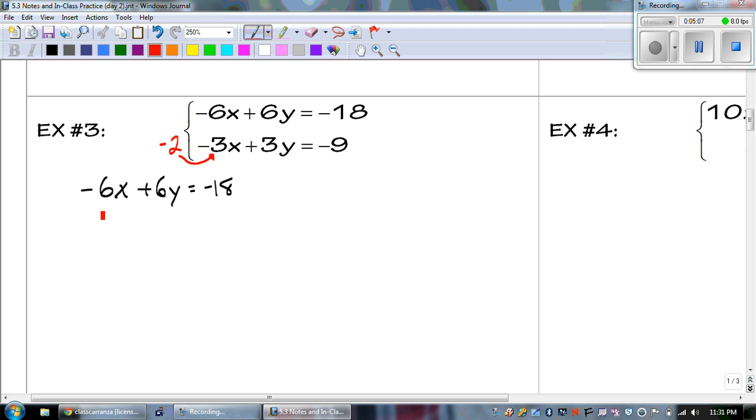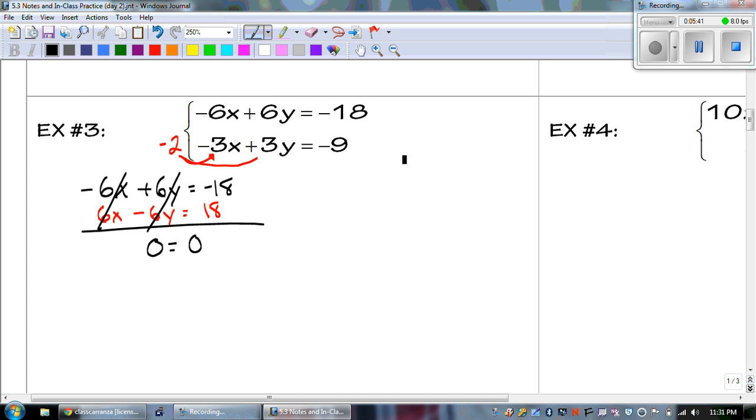Negative 2 times negative 3 is a positive 6x. Negative 2 times 3 is a negative 6y. And negative 2 times negative 9 is a positive 18. Okay? We have to be very careful with our signs. Negative 6x plus 6x cancels. Same thing with the y's, they cancel. So when everything cancels, we're left with 0. Not 0x or 1x or 1y, 0. And then negative 18 plus 18 is 0.